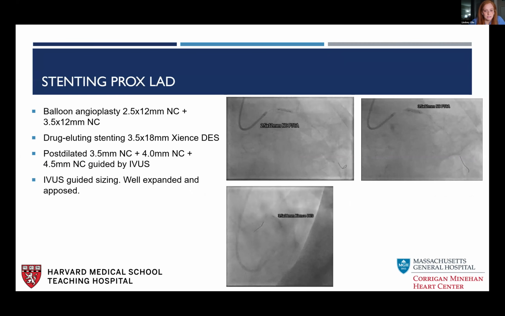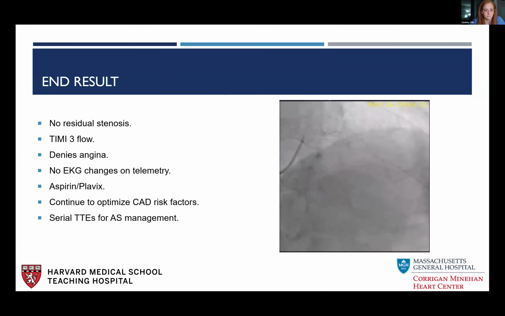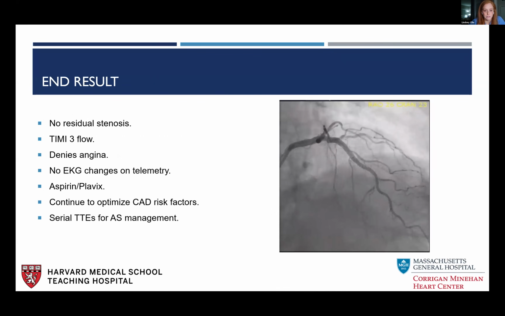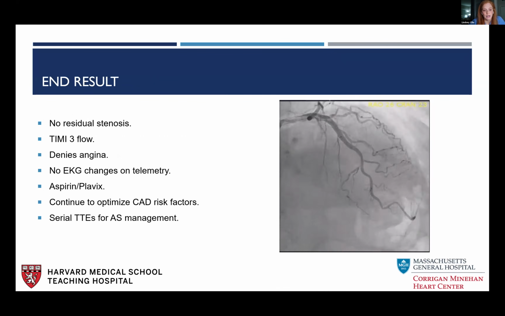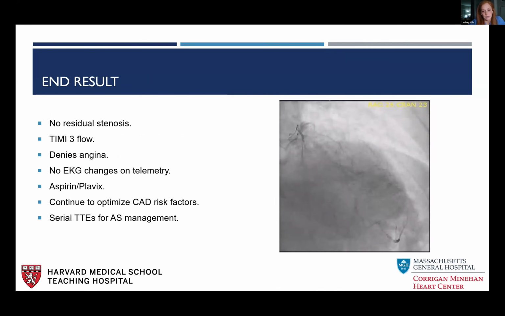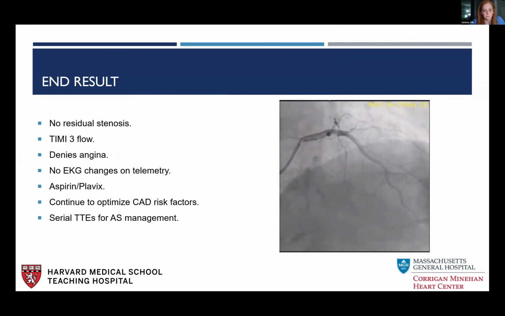And then to the proximal LAD, we placed an overlapping stent. We did balloon angioplasty with a 2.5 and a 3.5, and then we placed another Xience 3.5/18, post-dilated to 3.5/40 and 4.5. And again, IVUS demonstrated a well-expanded stent. The patient did not have any angina during the case, and actually he's getting serial TTEs for his AS management.